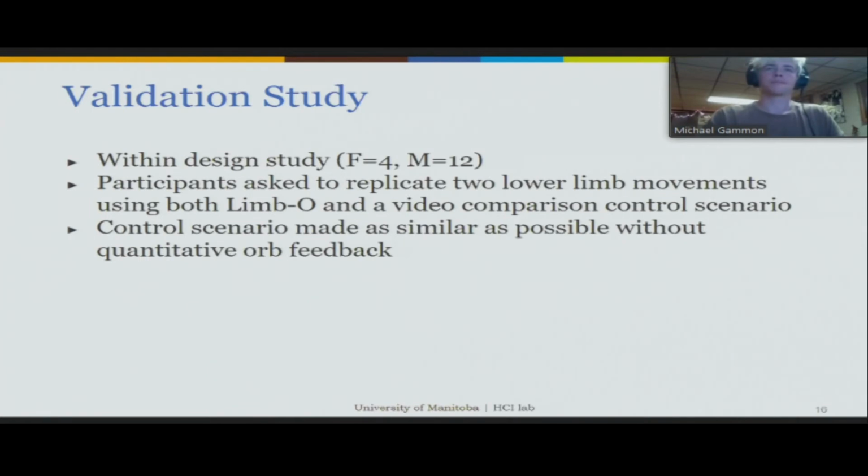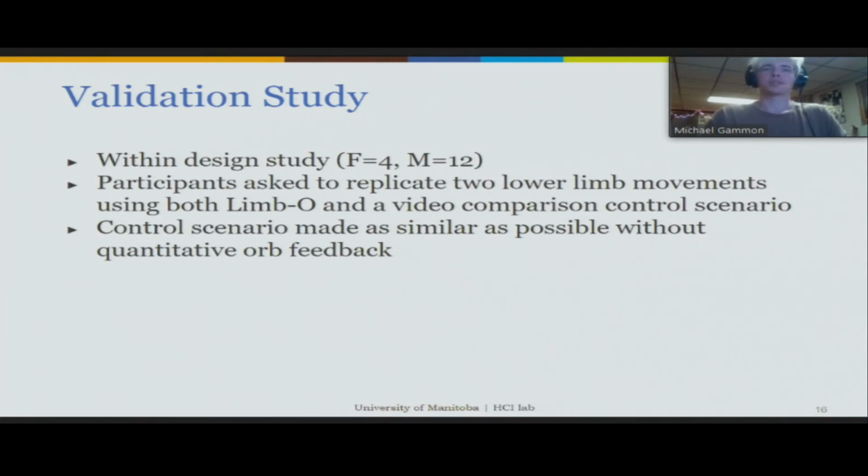We also constructed a video comparison control scenario where we recorded the ground truth data sets for Limbo. When we recorded the ground truth data sets for Limbo, we took a video recording of the motion from the front and side angles to be comparable to the two camera angles in Limbo. Using these same camera angles, we were also able to live stream the user's own motions to a phone so they could watch their movements in real time.